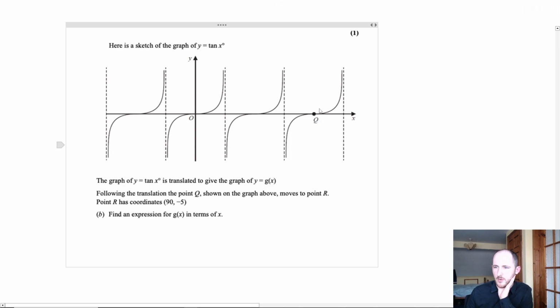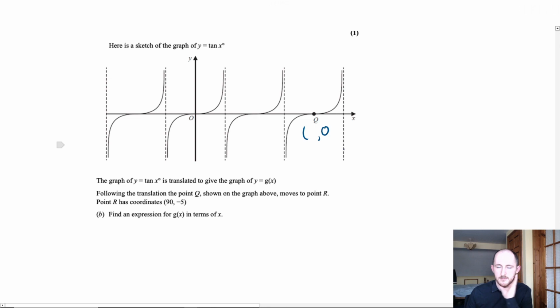Okay. And so Q moves to point R, which has coordinates 90, minus 5. Okay. So the first thing you need to think about is what the coordinates of Q are at the moment. So obviously, the y coordinate is 0, right? Obviously. But what's the x coordinate?